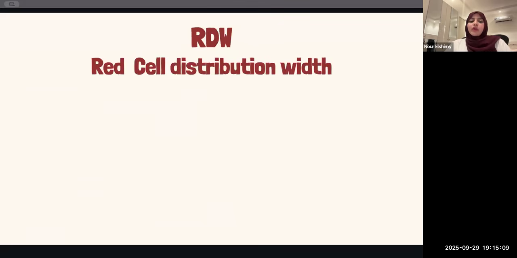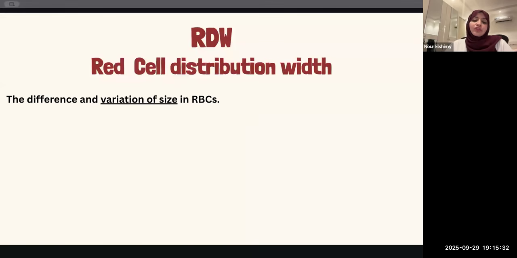Now, RDW is red cell distribution width. Now, I don't think Dr. Rehan went over this very much, but I want you guys to know this just to give you the full picture. And it's very easy. It's a very easy concept. So RDW basically shows the variation of sizes in red blood cells.